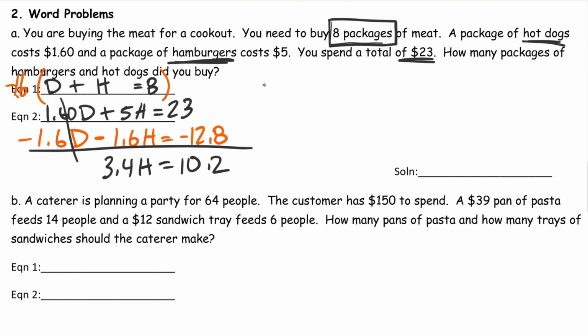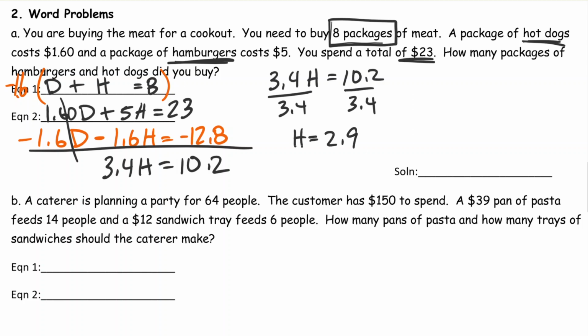10.2. So now I'll rewrite this over here. 3.4H equals 10.2. Divide both sides by 3.4. 10.2 divided by 3.4 is... H equals 2.94? So I messed up somewhere. Where did I mess up? 23 minus 12.8 is 10.2. We did that right.